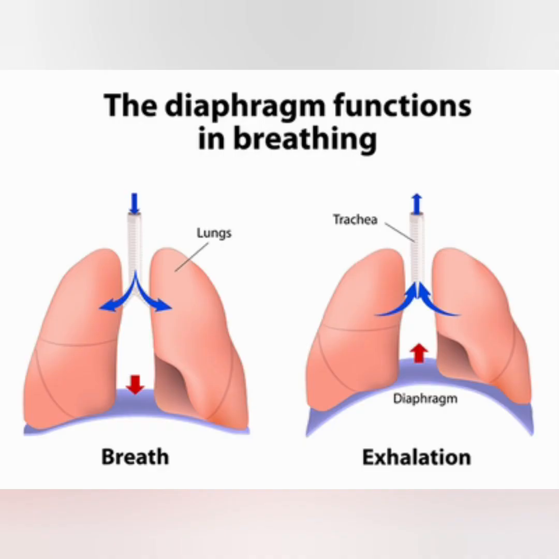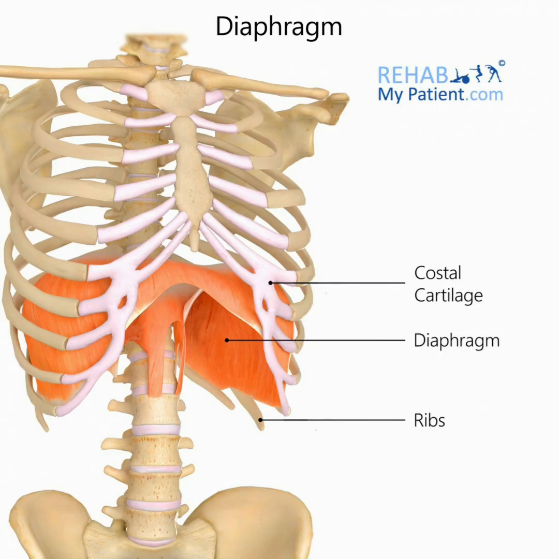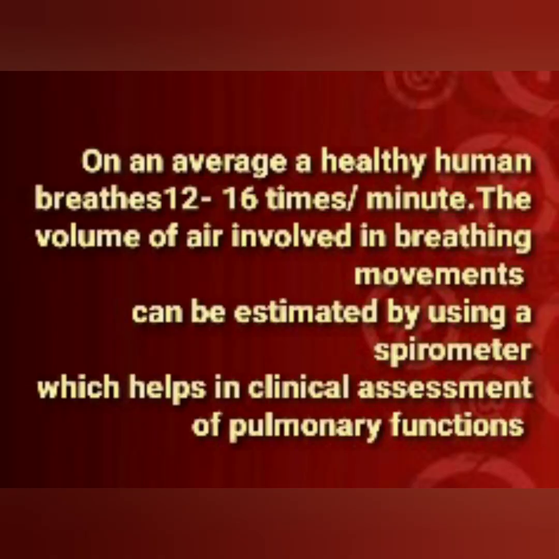This picture shows the diaphragm function in breathing. Here you can see a beautiful structure of diaphragm once again. Observe. On an average, a healthy human breathes 12 to 16 times per minute. The volume of air involved in breathing movements can be estimated by using a spirometer, which helps in clinical assessment of pulmonary functions. Hope you understood the concept well.